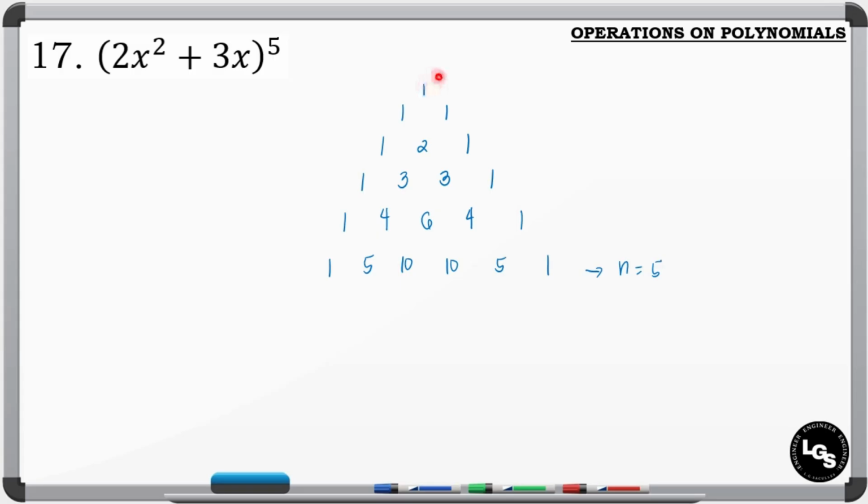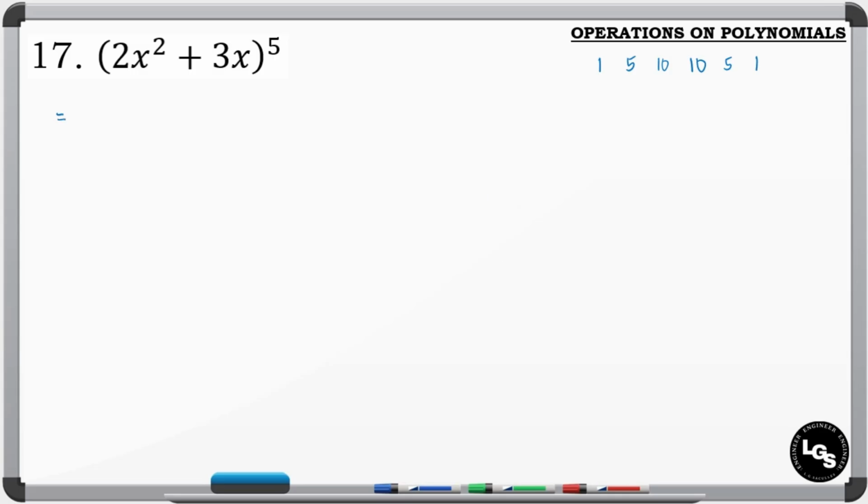So from the top, this is 0. So 0, 1, 2, 3, 4, 5. So we are going to use these coefficients for the expanded form of the binomial. So I'll be rewriting it here at the top. So we have 1, 5, 10, 10, 5, 1. So I'm going to erase this one, so we can use the space for our solution of the expansion. There. So we can start.